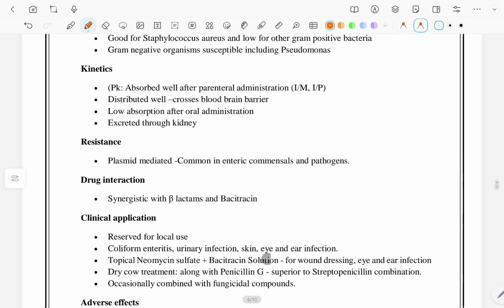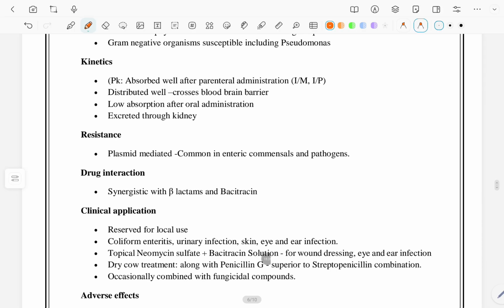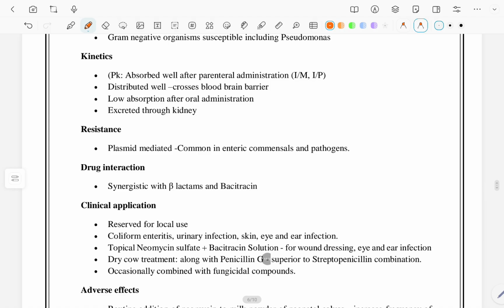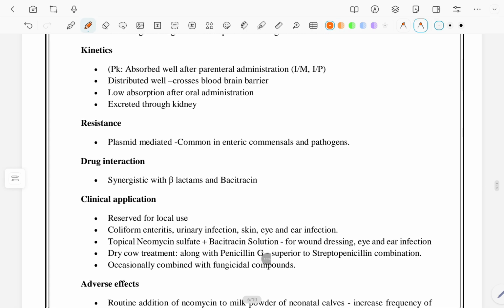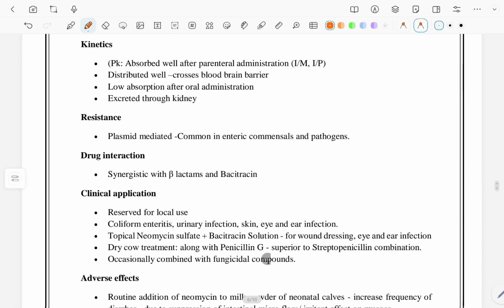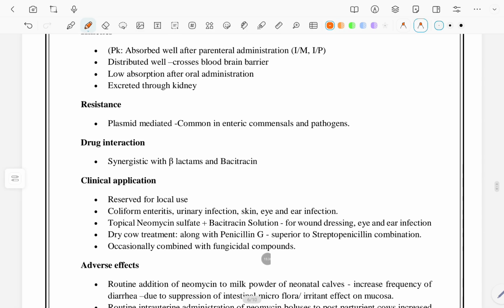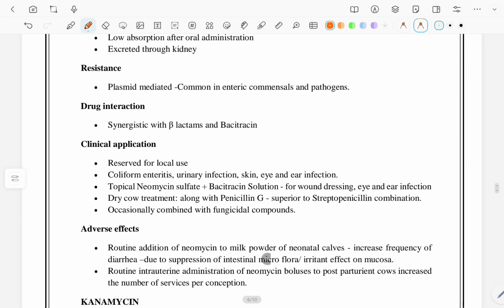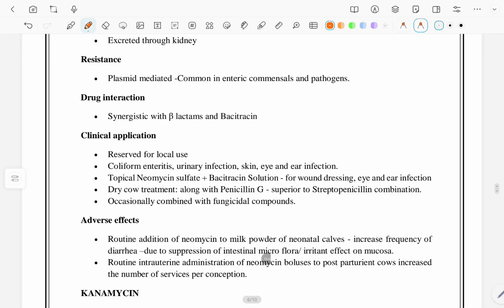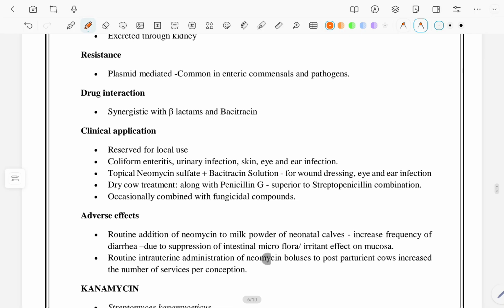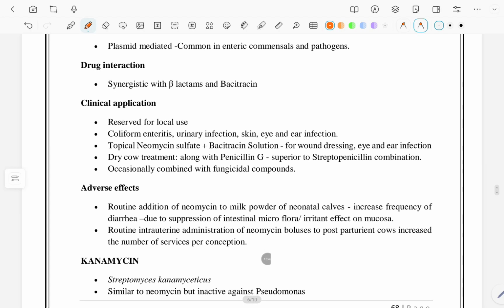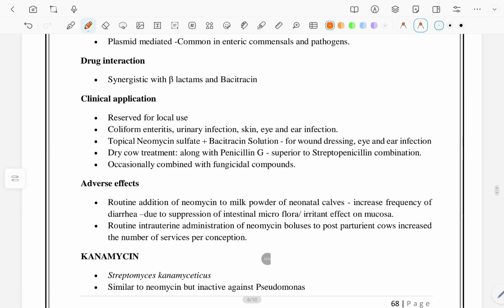Kinetics: absorbed well after parenteral administration, IM and IP. Distributed well, crosses the blood-brain barrier. Low absorption after oral administration. Excreted through the kidney. Resistance is plasmid mediated, common in enteric commensals and pathogens. Drug interaction: synergistic with beta-lactam and bacitracin.